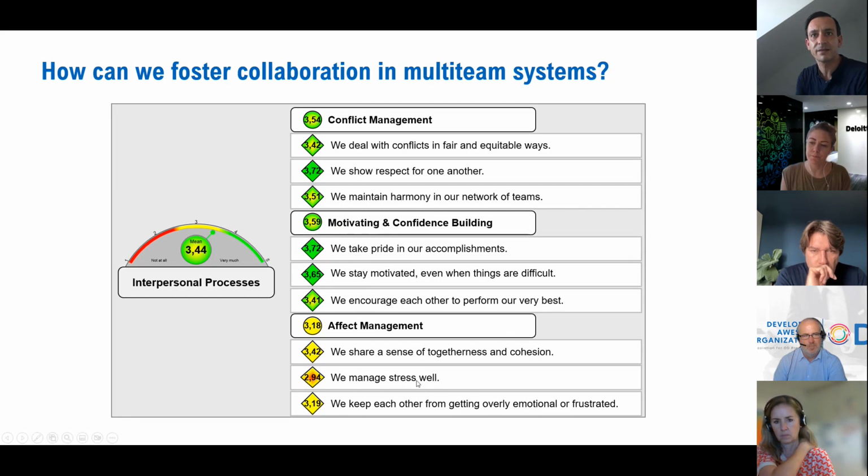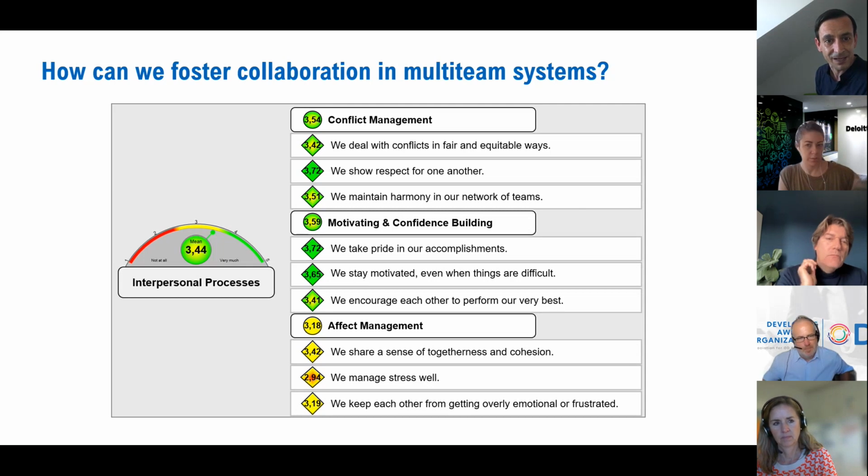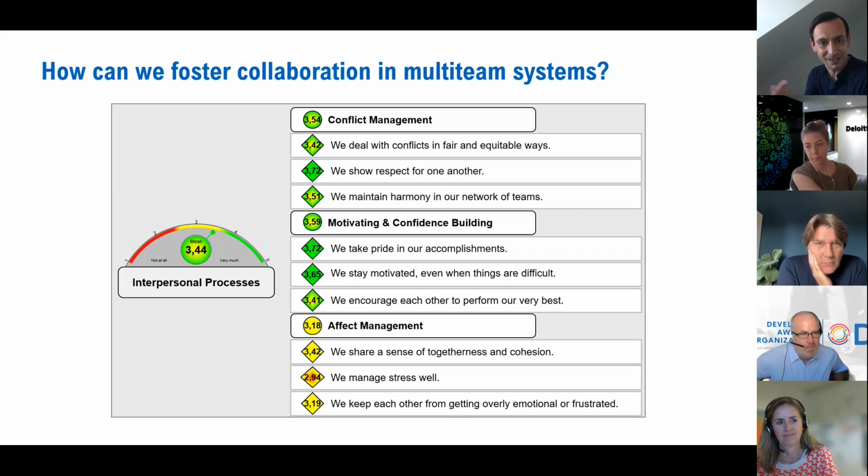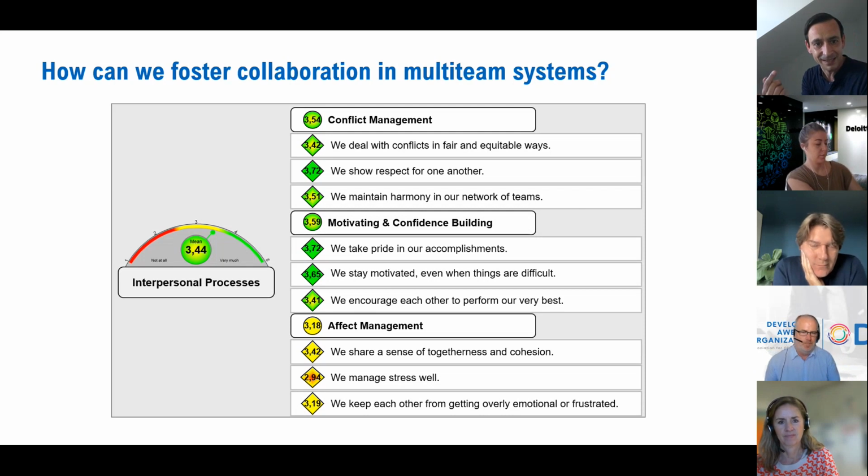And then you should share a sense of togetherness and cohesion, manage stress well, and keep each other from getting overly emotional or frustrated. I think, Kristin, we also talked in our small group before about these negativity spirals. If you realize there is at the moment in our team some kind of spiral like that, then you should say, hey, let's stop it. I don't want to moan anymore. I don't want to blame anybody anymore. Let's get solution focused again and not only problem focused. And this is something that you have to do on a regular basis. Otherwise, you feel it every day when you come to the organization.